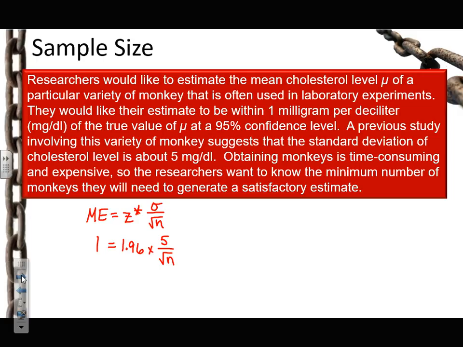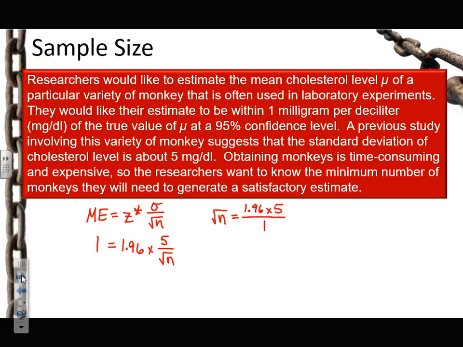So here's what we're looking at. With the values plugged in, now we need to solve. So if we want to solve, we want to get the square root of n out of the denominator so we can multiply it to the other side. So we'd have our square root of n is equal to 1.96 times 5, and then we can divide by the margin of error, which in this case is 1. So all we're really doing is just a quick switch, if you want to make the algebra really quick.